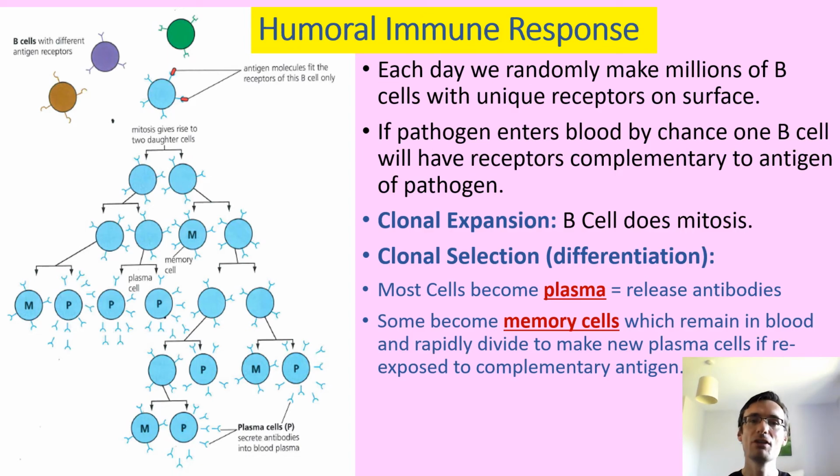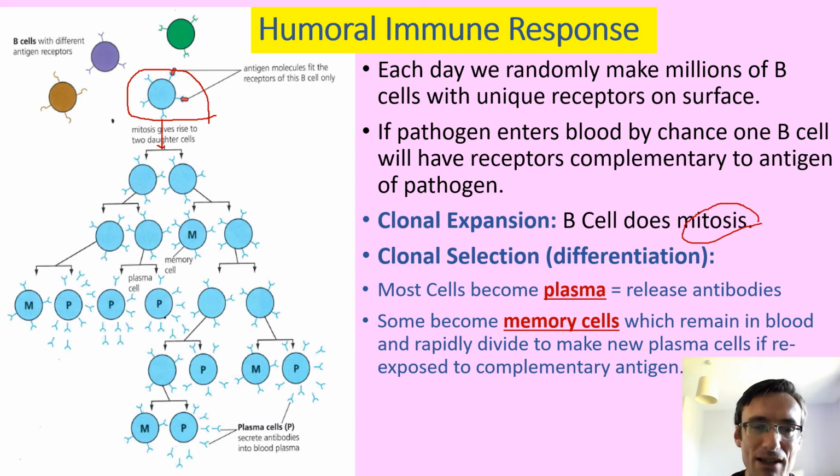So what do the B cells actually do? Well, each day we randomly make millions of B cells with unique receptors on the surface. If a pathogen enters the bloodstream and one of the B cells has a complementary receptor to it, it triggers this response. So what happens first is you get something called clonal expansion. The cell detects the pathogen, okay? That causes clonal expansion, which is mitosis. You must remember to say the word mitosis. And if it's an essay, you can then talk about what mitosis is a little bit. And then once you've got lots of numbers, you then do clonal selection, which is differentiation.